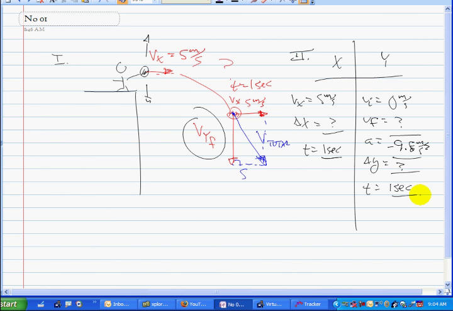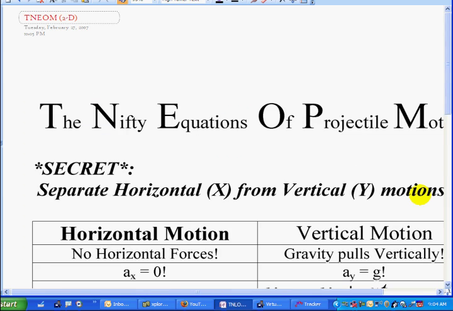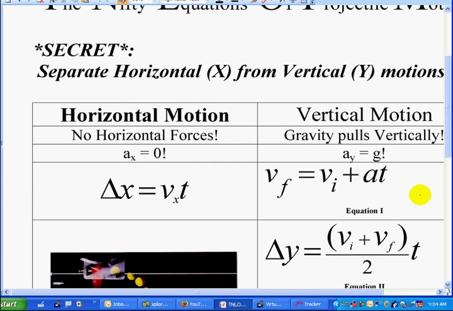Okay? So in this case, we're trying to find VF. We know VI is 0. We know A is negative 9.8. We know time. So if we look in our nifty equation toolbox, which equation will be perfect to use to find VF? If I know VI, I know A and T. Equation number 1 is perfect. Okay? So by breaking down all the knowns and unknowns, it's really easy to know which equations to pick.